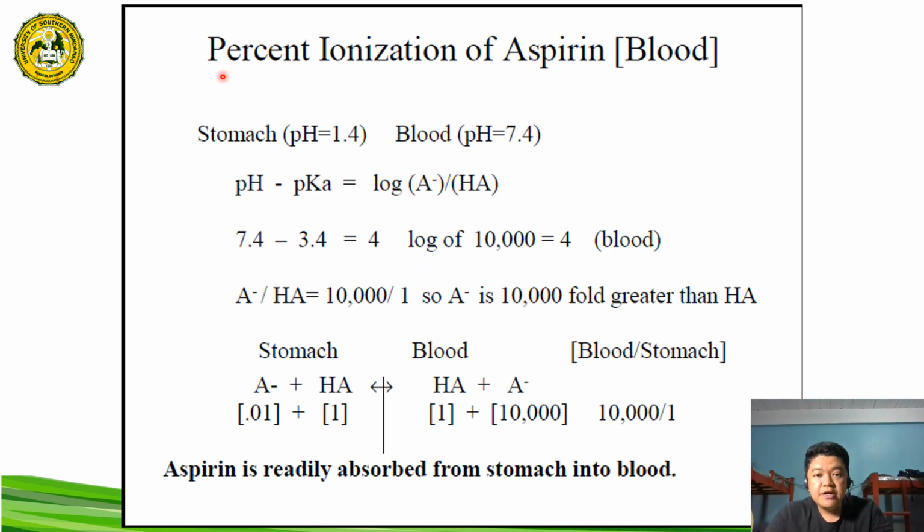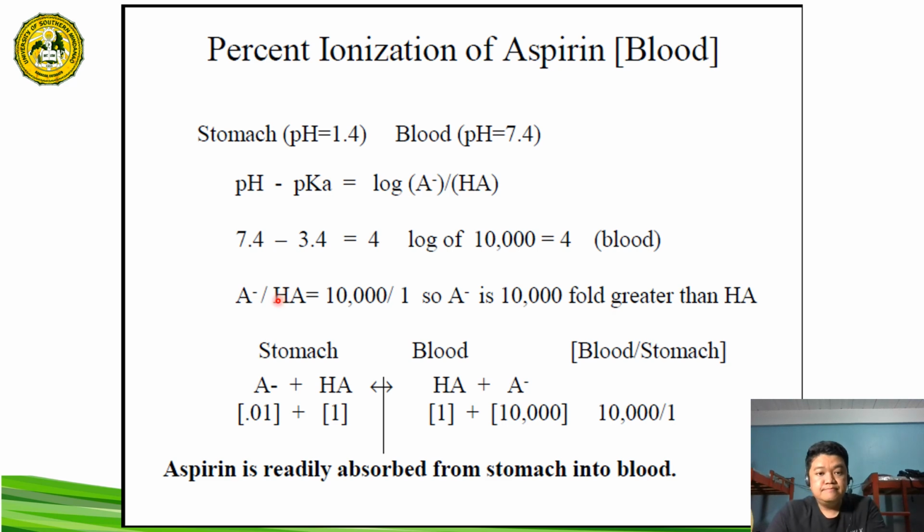We also have here another example of a weak acid drug, our aspirin. In this diagram, or in this example, the pH of the stomach is given. The pH of the stomach is 1.4 and the pH of the blood is 7.4. Of course 1.4 is very acidic, while the blood here, which is 7.4, is towards the basic side.